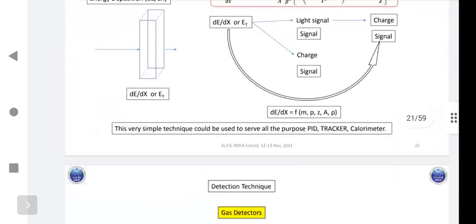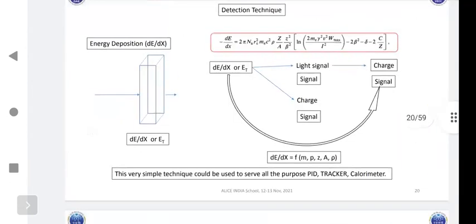Okay. Then what is the methodology? What is the way these particles are detected? Very simple. You have a block of material, and let a particle pass through the block. It will lose some amount of energy, right? It entered with energy E, and it comes out with energy E minus delta E. And this delta E amount of energy will be stored in this block.